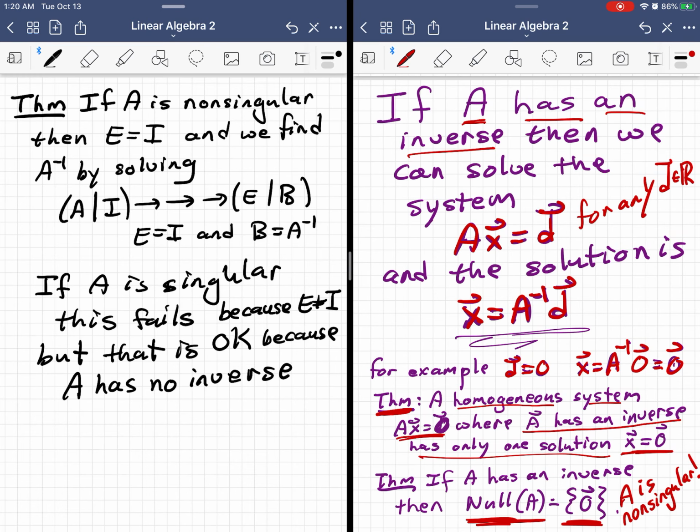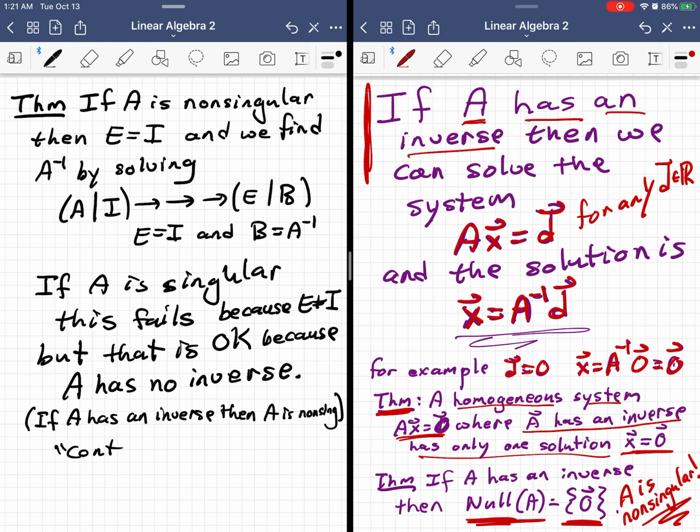Why does A have no inverse? Well, A has no inverse because we showed that if A did have an inverse, this work on the right here, if A did have an inverse, then A would have to be non-singular. If A has an inverse, then A is non-singular. So that means that when A is singular, then it can't possibly have an inverse. The only times it has an inverse is when it's non-singular. This is called the contrapositive logically.